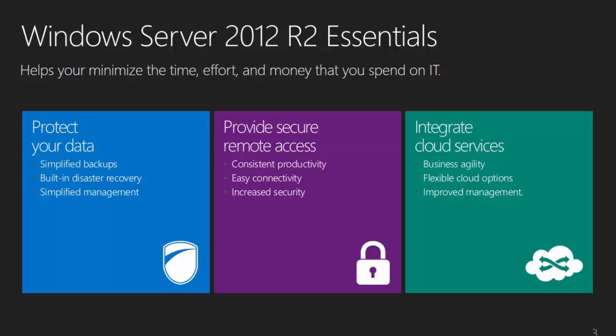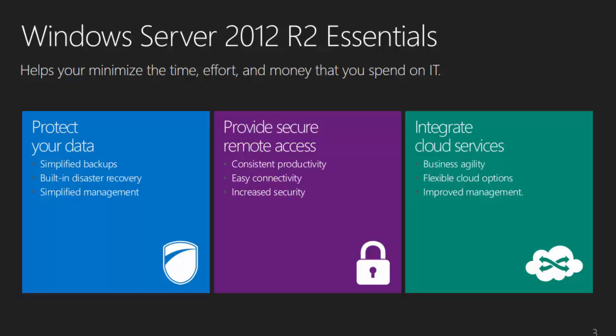So Windows Server 2012 R2 Essentials has been in market for a while now, but for those of you who aren't familiar with it, we'll go through the three key pillars here. The three key pillars are protecting your data, providing secure remote access, and integrating cloud services. In earlier webinars, we've focused on some of the protect your data piece. It's been a heavy focus of previous in-person events that we've done. So this time around, we'll be focusing more heavily on integrating cloud services and why you may want to do that.